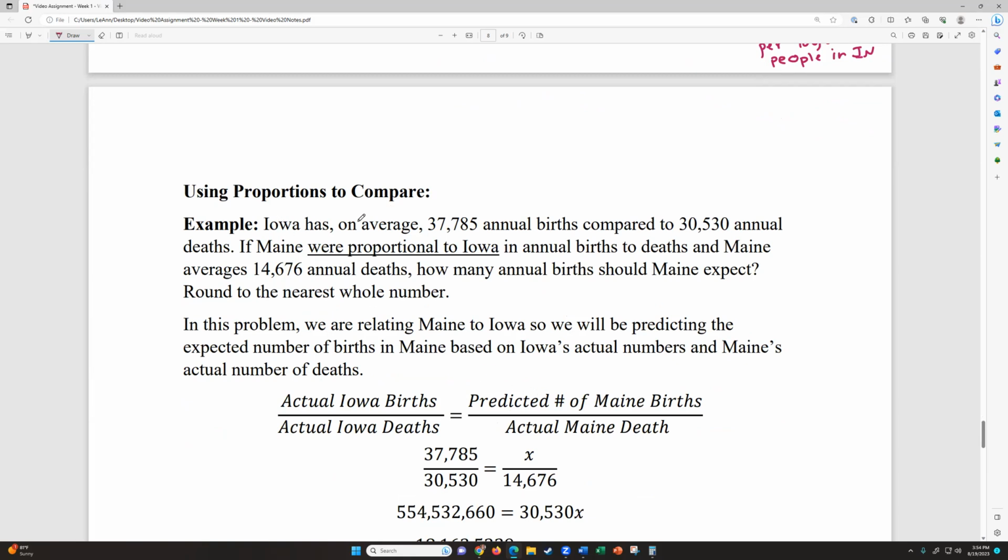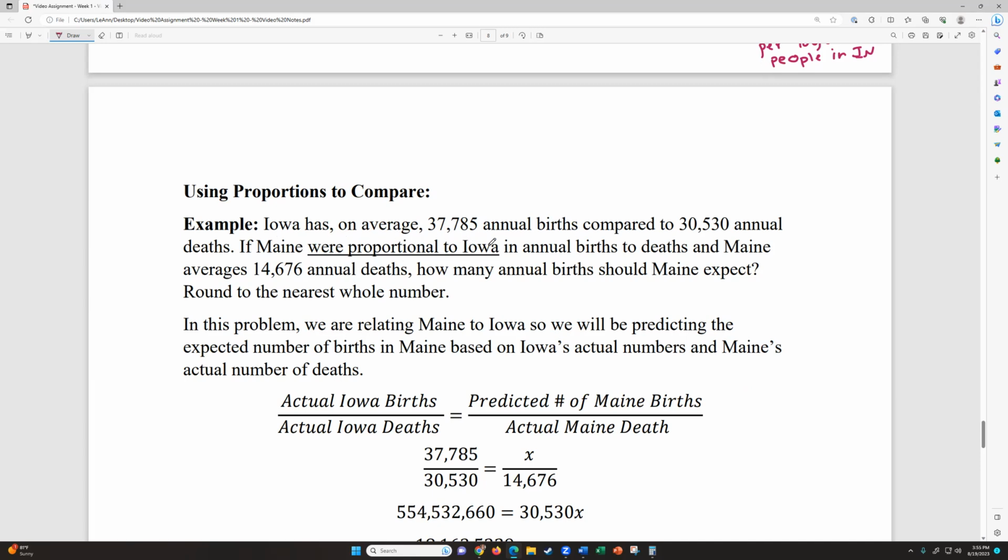So it says Iowa has on average 37,785 annual births compared to 30,530 annual deaths. So we're talking about births compared to deaths. So notice births on top, deaths on bottom. If Maine were proportional to Iowa in annual births to deaths, and we know that Maine averages 14,676 annual deaths, how many annual births should Maine expect? Again, based on this proportionality relationship that Maine is proportional to Iowa.